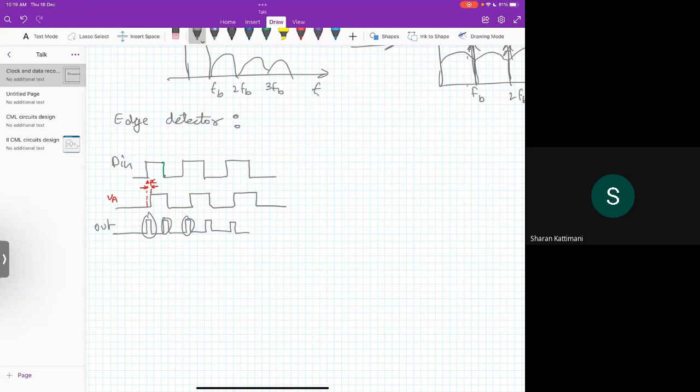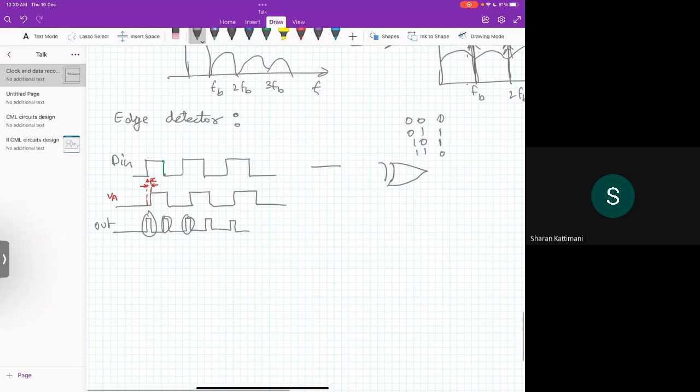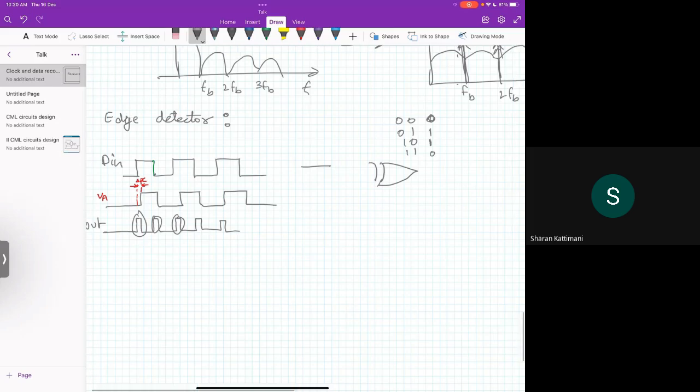Okay, so how to do that? This is the circuitry that you can use. First of all, we want a 1 when we have 1 and 0, so the property is nothing but XOR only. In XOR, the truth table is 0 0 gives 0, 0 1 gives 1, 1 0 gives 1, 1 1 gives 0. If there is 0 and 1, we want a 1, and using XOR we can easily achieve that.